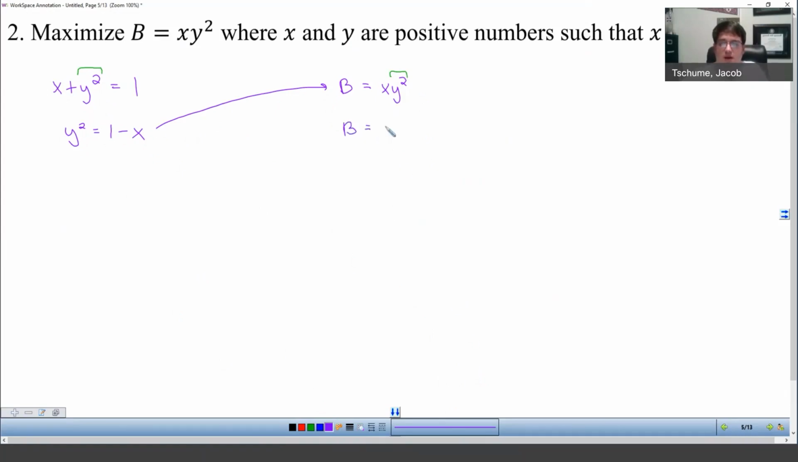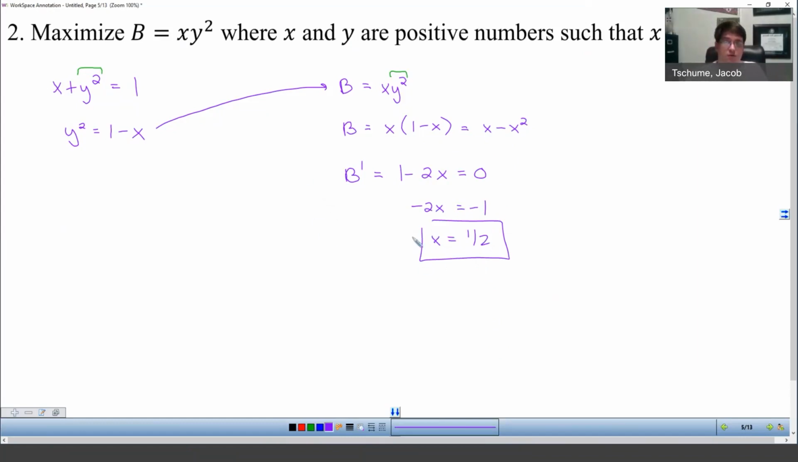So b will become x multiplied by the equation 1 minus x. I can distribute that x through to make it x minus x squared. And that is something I can now find a critical value for. So b prime is going to be 1 minus 2x that I'm going to set equal to 0. If I move the 1 over, negative 2x equals negative 1. And if I divide both sides by negative 2, x has to be 1/2. So I now know half my answer.